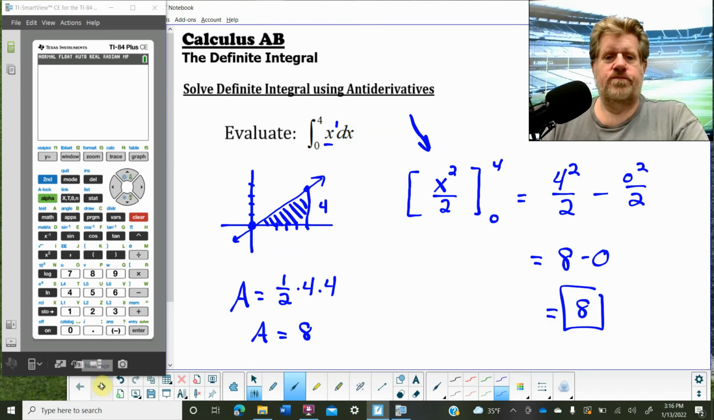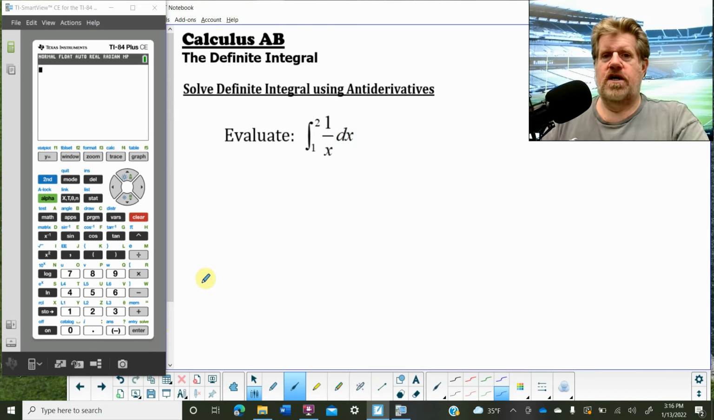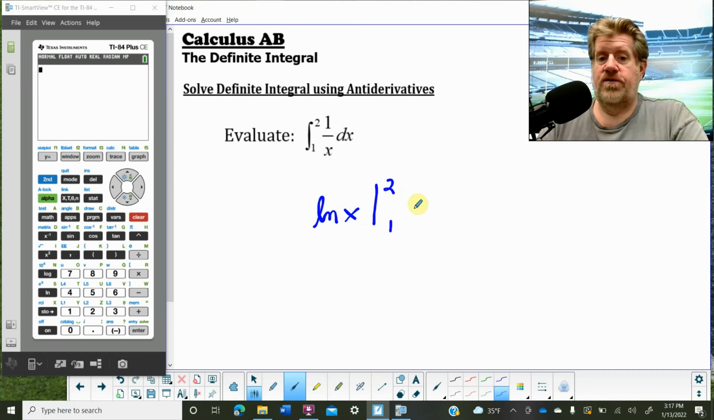Here we go. Here's the procedure every time. We take our function, 1 over x, take the antiderivative. And remember, the antiderivative of 1 over x is natural log of x. You cannot use power rule on it. It wouldn't work. So the antiderivative of 1 over x is natural log of x. That's it. All done. From 1 to 2. That's how we say it.